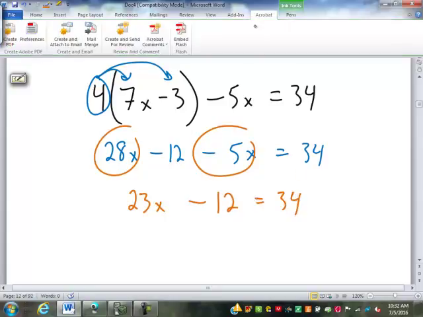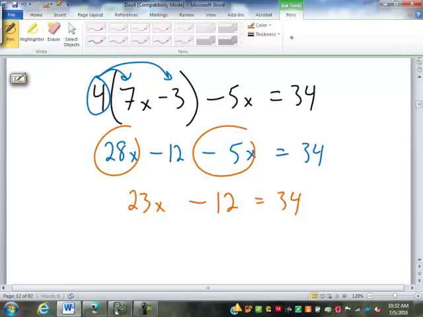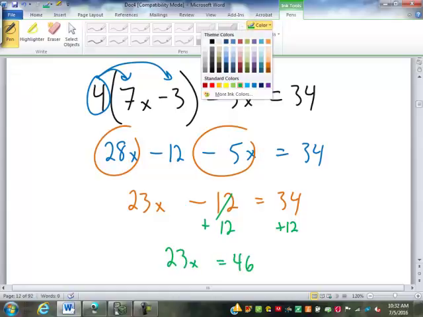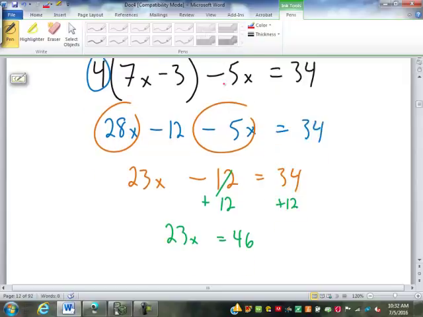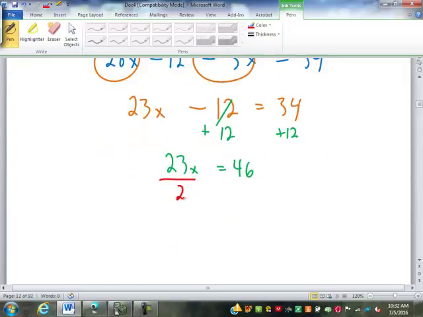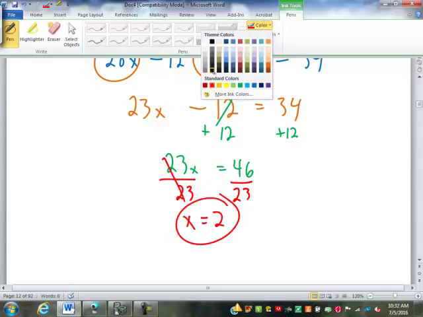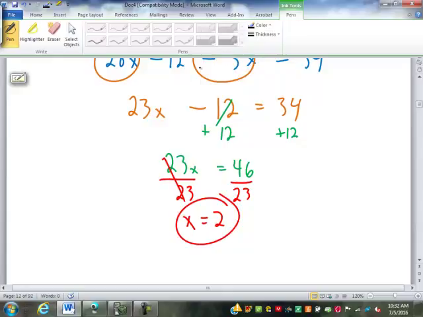And then we will add 12. 23x equals 46. And then divide by 23. X equals 2. How many of you had x equals 2? Cool.